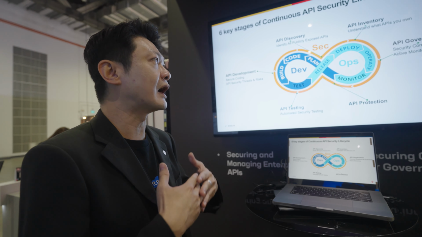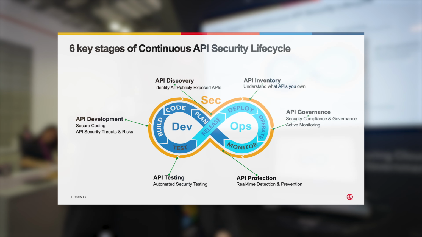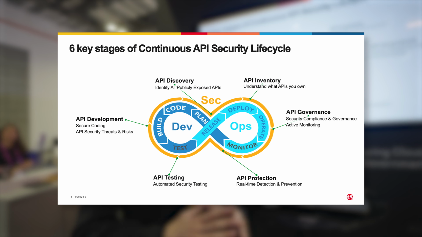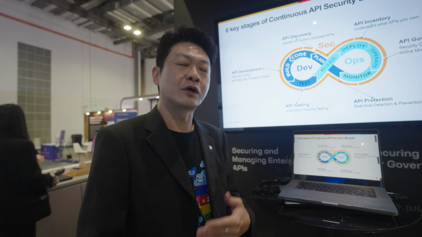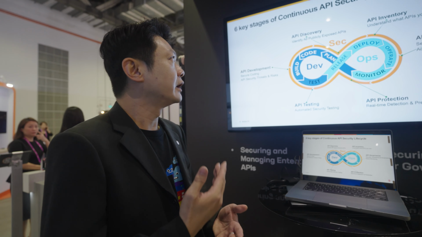This is where the other stage, API governance, must be in place. And finally, we will look into real-time active monitoring of the APIs and proactive blocking whenever there's an illegal use of an API. With that, our customers will be able to understand the key stages that are required for them to have a continuous API security lifecycle. With F5 Distributed Cloud, we cover API discovery, inventory, governance, and protection for our customers.